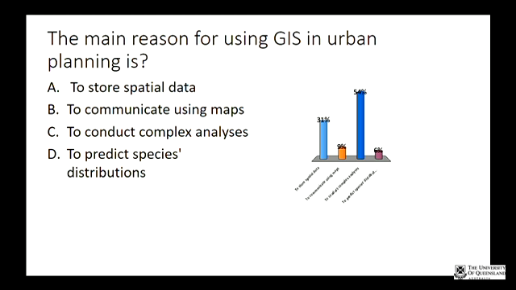Conduct complex analyses, yep, certainly. If we're trying to understand relationships between urban plans and maybe environmental values or other things, soils and so on, then we can use GIS to understand those relationships and inform planning. And possibly we could use this as well. If we're interested in impacts of urban development on species, we might want to understand first where species distributions are. So actually all of them would apply.